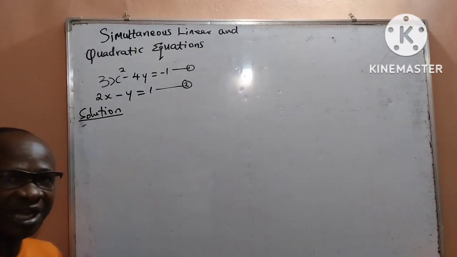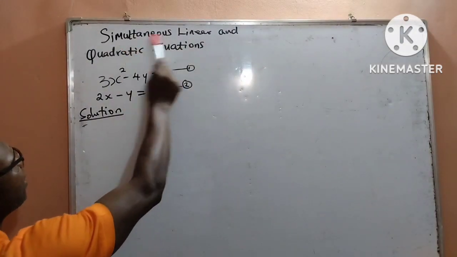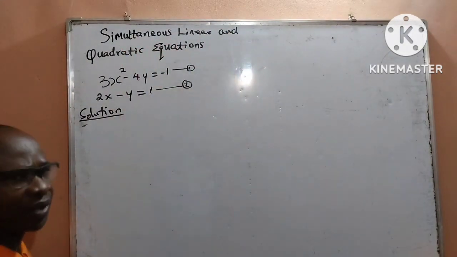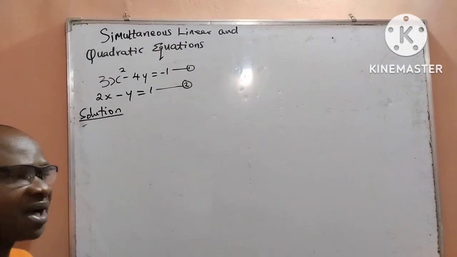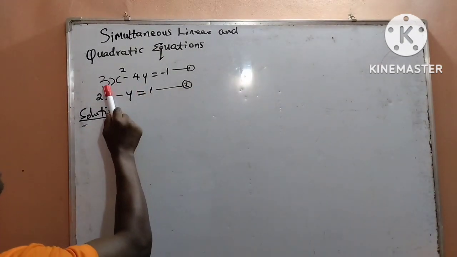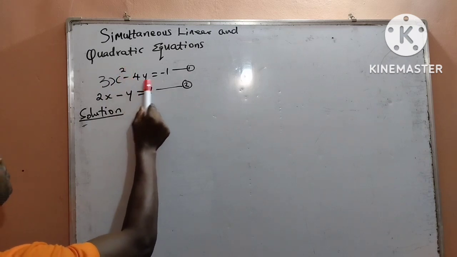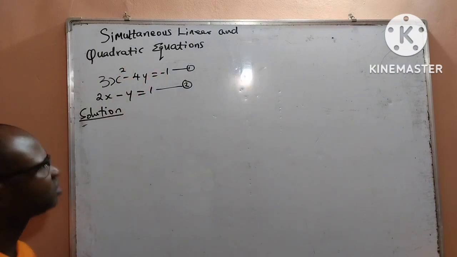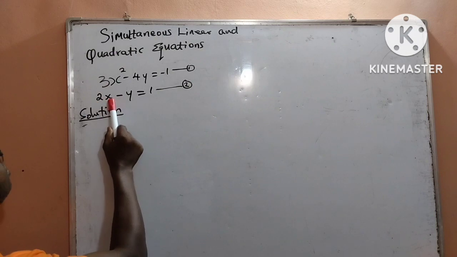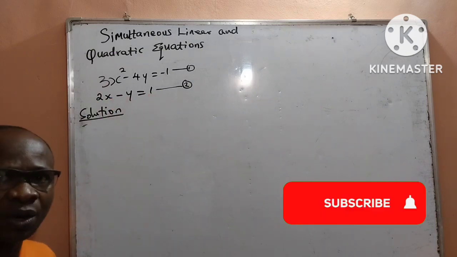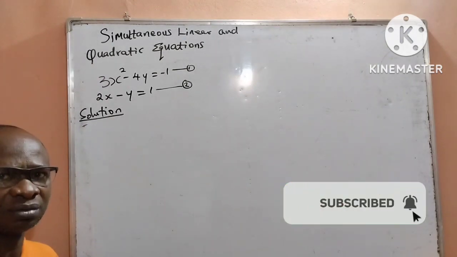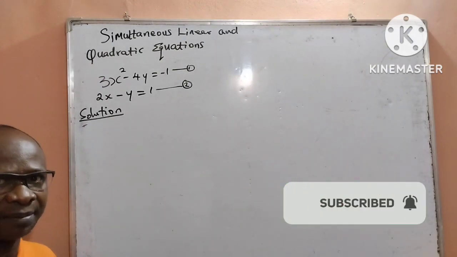Today's mathematics class we shall concentrate on simultaneous linear and quadratic equations. We have two questions we want to use to explain this. The first is 3x raised to the power 2 minus 4y equal to negative 1, and the second equation is 2x minus y equal to 1. One linear, one quadratic. Watch the video to the end. You will learn, I bet you.